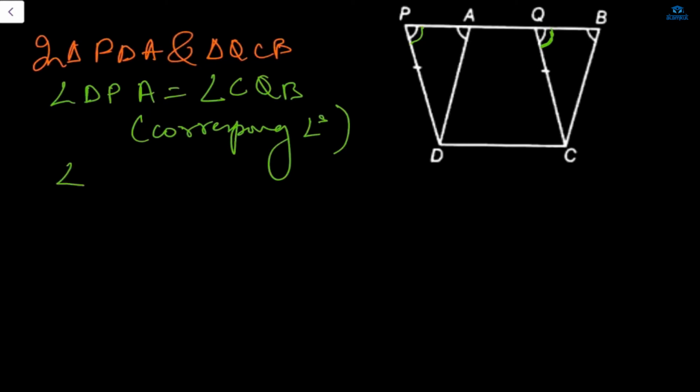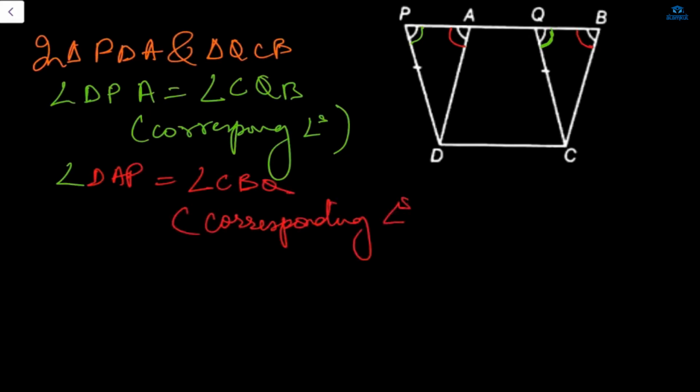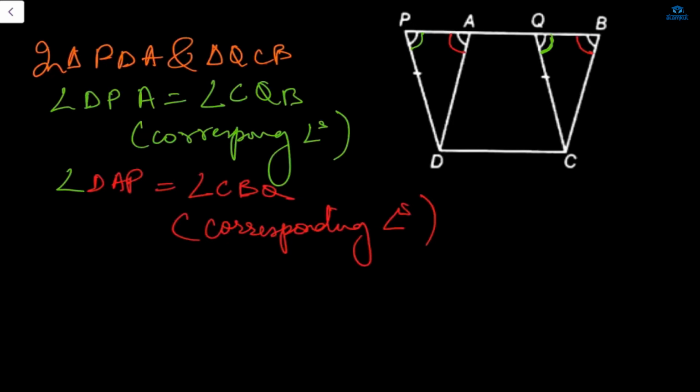Similarly, we can say that this angle is equal to this angle. If you see the parallelogram ABCD, AD is parallel to BC, as opposite sides of the parallelogram are parallel. So AD is parallel to BC, and PB is the transversal. So angle DAP is equal to angle CBQ, again corresponding angles.